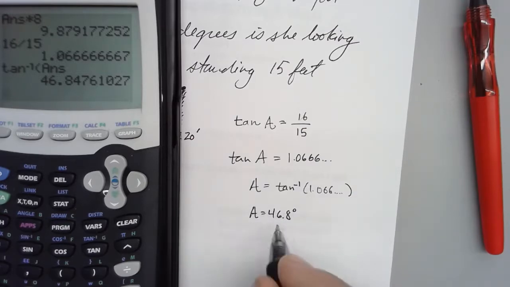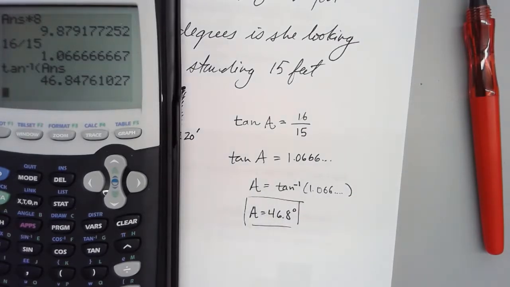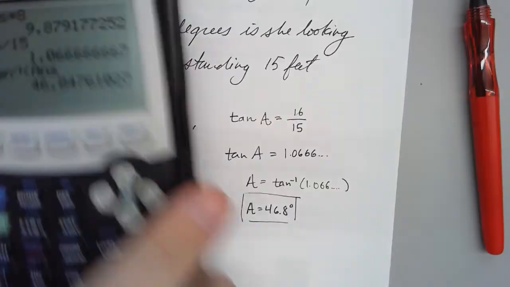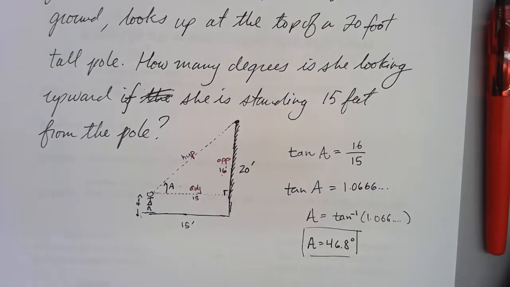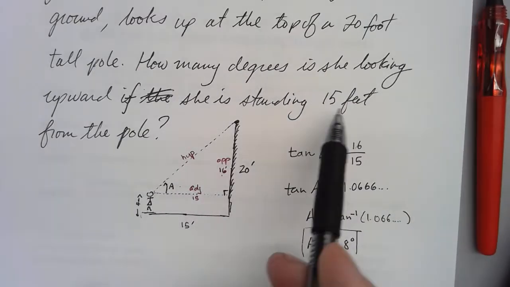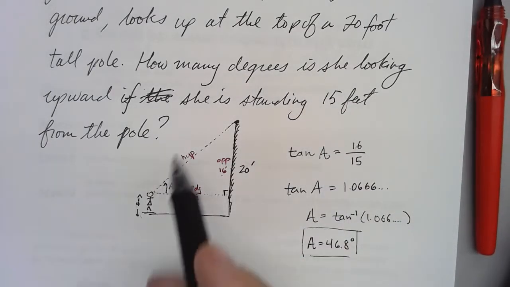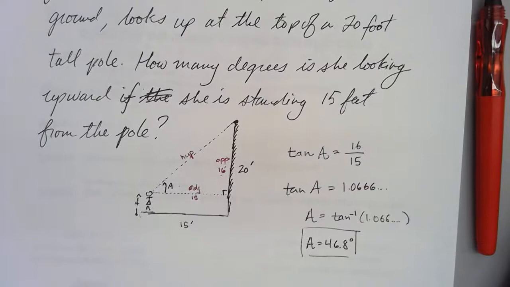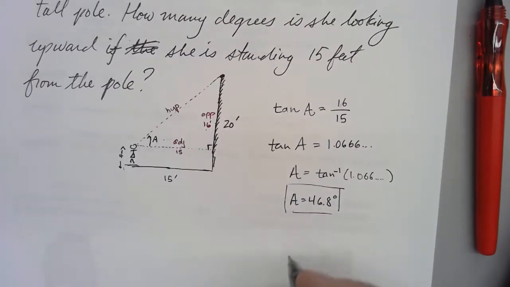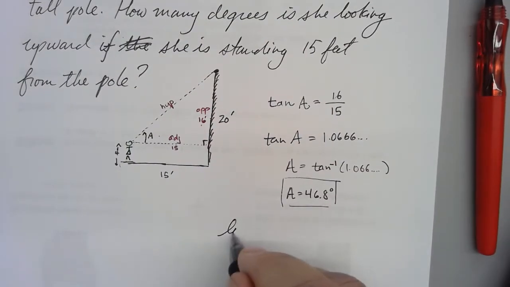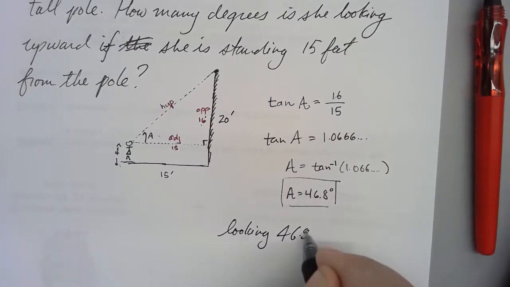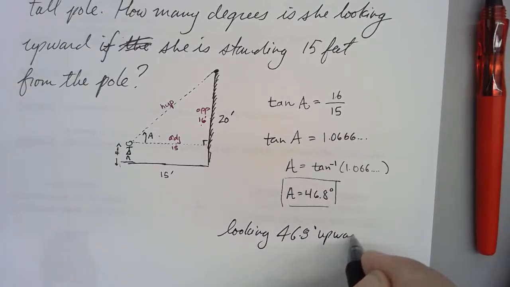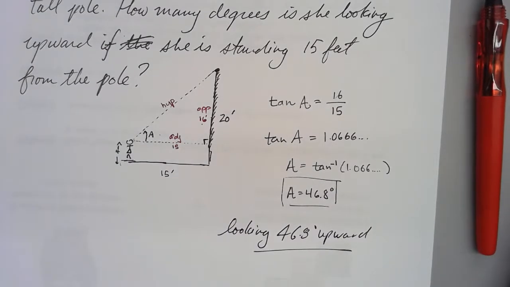It's an angle. All our angles in geometry are going to be in degrees. And then I just have to be careful, is that what the question is asking me to figure out? How many degrees is she looking upwards? Is she standing 15 feet from the pole? So yes, that is the angle I want. So that answers the question. She's looking 46.8 degrees upward. One last example.